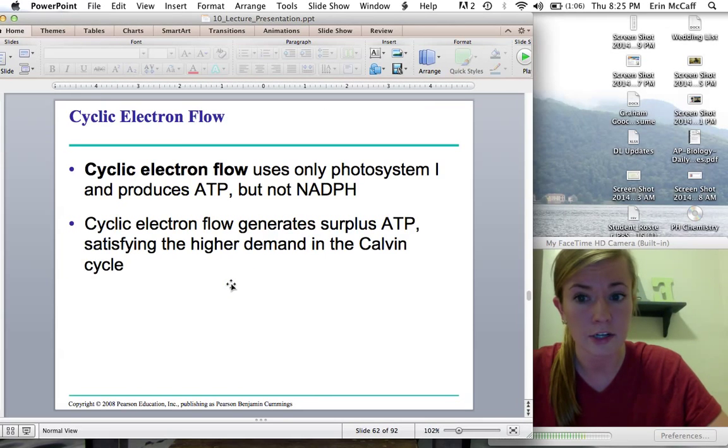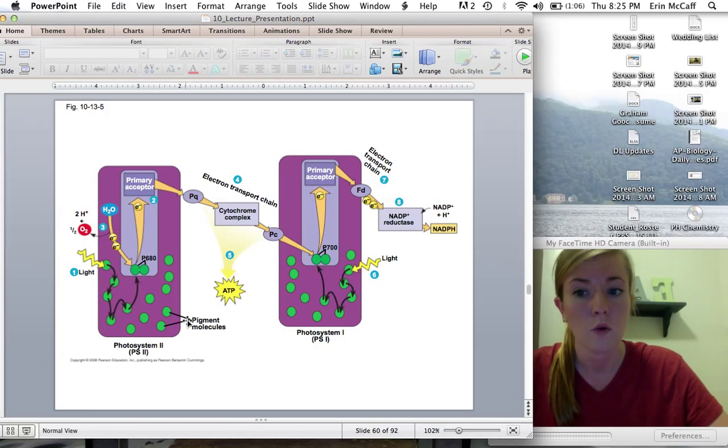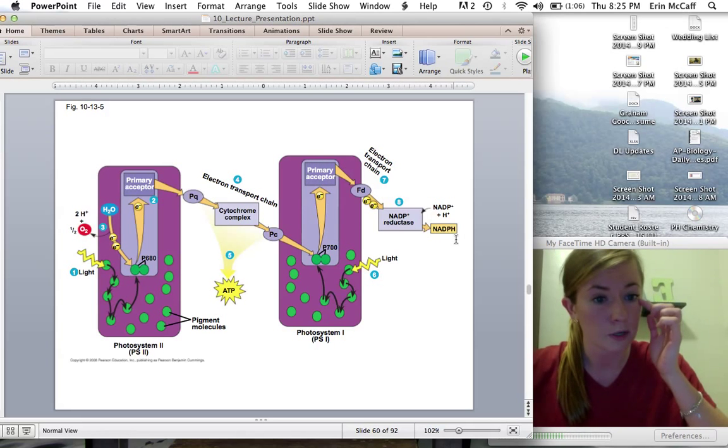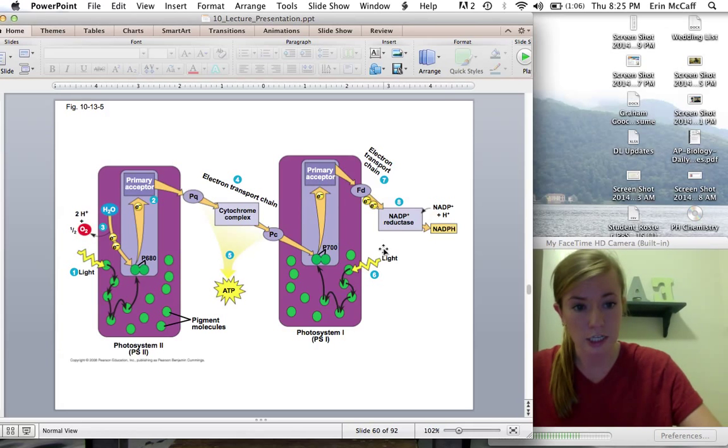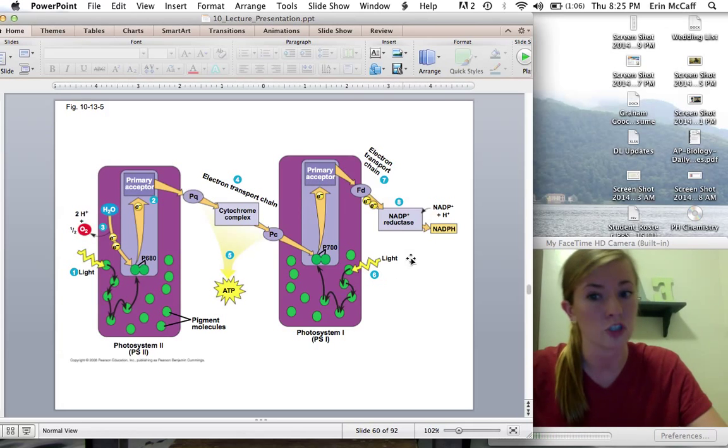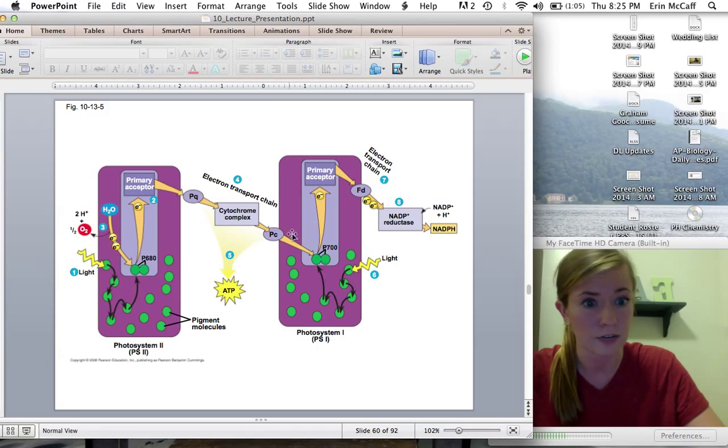This is different than linear electron flow, in which the electrons start at P680. They come from water. They start there. They go down the electron transport chain to make ATP. They end up at photosystem 1. Then they go down a second electron transport chain to reduce NADP plus to NADPH. So that's linear, different than cyclic, which just uses P700 and the first electron transport chain.